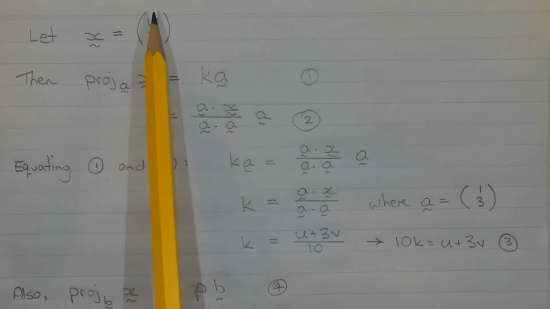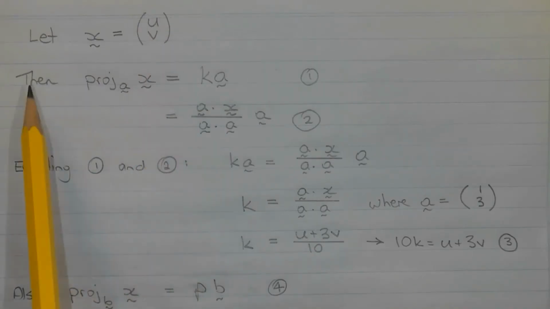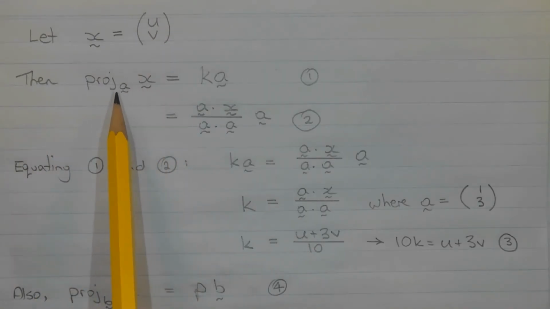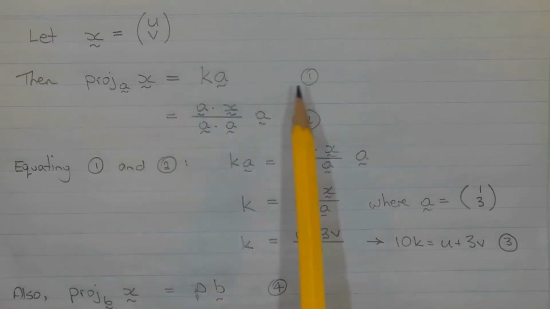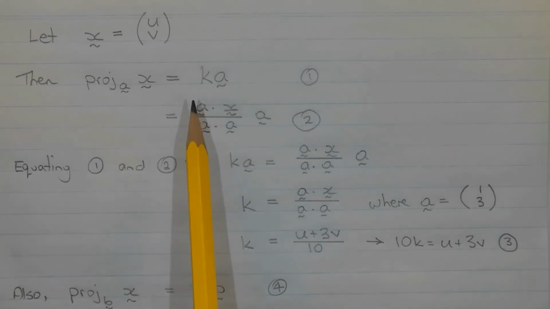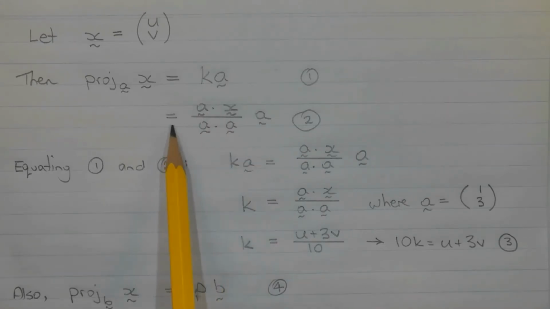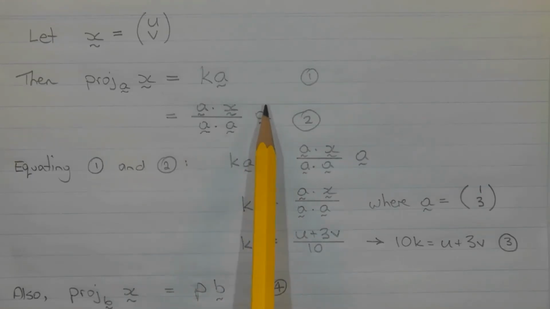Define vector x with components u and v. Then the projection of vector x on vector A is given as k times vector A. Now that's given in the question. We'll call this equation number 1. But in terms of the dot product, that's equal to the dot product of vector A and vector x over the dot product of vector A to itself times vector A. We'll call this equation number 2.